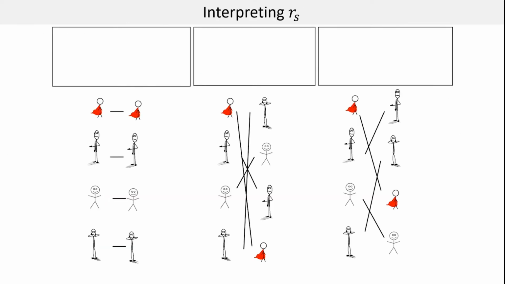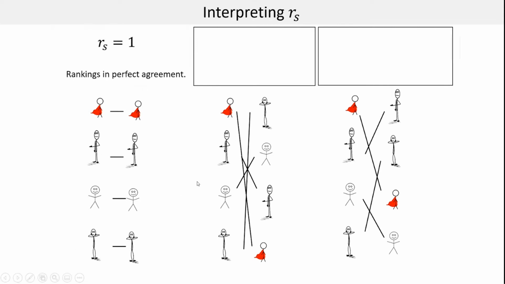Let's have a look at what the value of the Spearman's rank correlation coefficient is telling us. So let's look on the left. If the best student in one subject was also the best in another, and second place matched second place, third place matched third place, and fourth place matched fourth place, we would have a correlation coefficient of 1. They're in perfect agreement. First place here was first place there. Last place here was last place there.